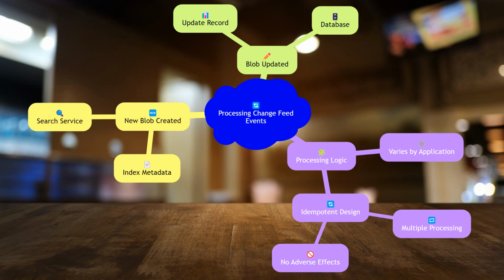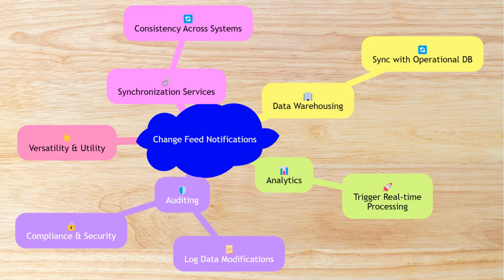Processing change feed events involves taking appropriate actions based on the changes recorded in the feed. For example, if a new blob is created, the application might need to index the blob's metadata in a search service. If a blob is updated, the application might need to update the corresponding record in a database. The processing logic can vary depending on the application's requirements. It is important to design the processing logic to be idempotent, meaning that processing the same event multiple times should not have adverse effects.